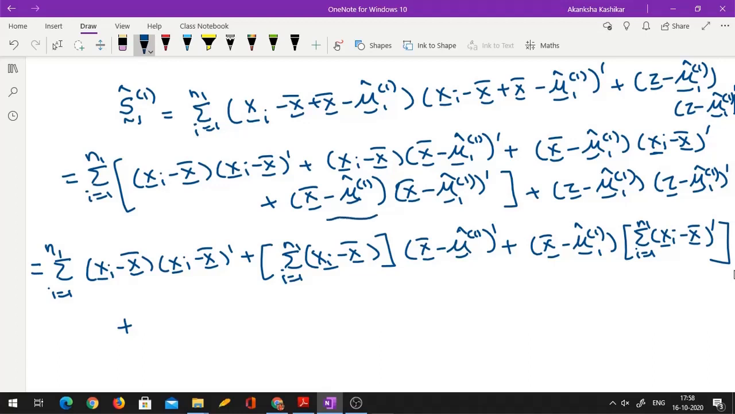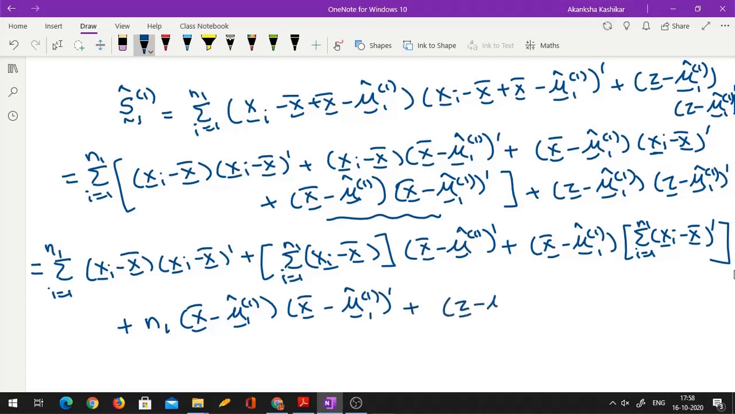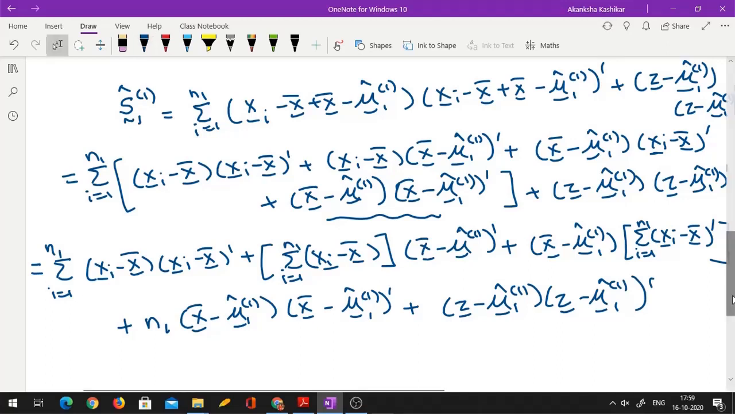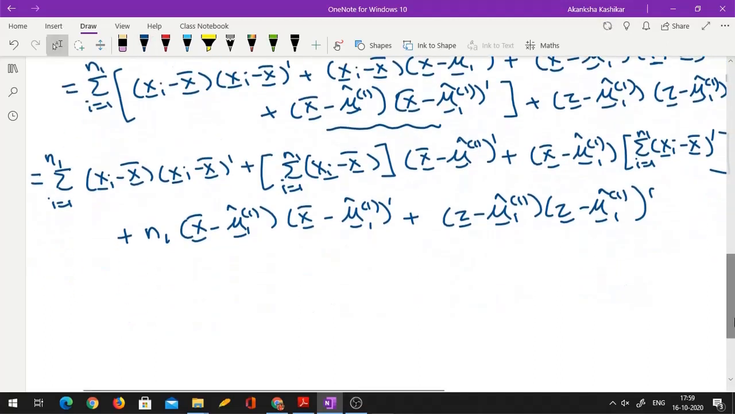Now these two z terms also come from the first population, so z would have some contribution in mu1 hat. So mu1 hat is n1 times x bar plus z divided by n1 plus 1, where x bar is the sample mean of size n1 and z is coming from the first population.